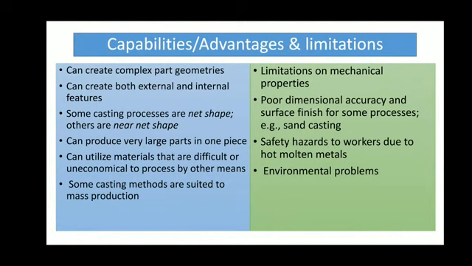Next, some limitations. In terms of mechanical properties, sometimes casting is limited. Giving directional properties and so on is not that much possible. Similarly, getting sharp corners is a challenge. And there is poor dimensional accuracy and surface finish in some cases, like in sand casting. So finally we have to go for some finishing processes once again. That is one limitation.